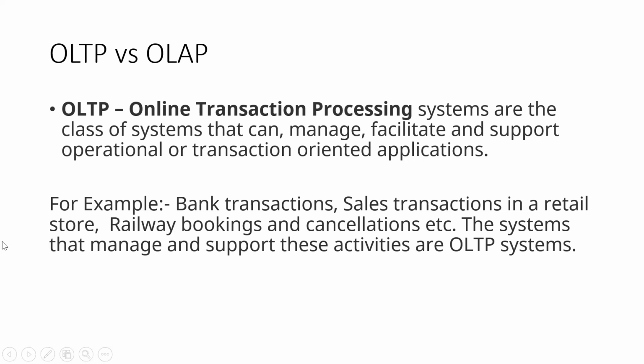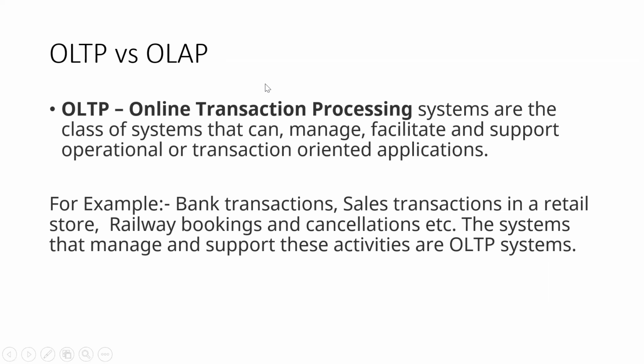Sales transactions in a retail store, railway booking and cancellation, all those things. Everything, we are collecting the data and storing somewhere. So this is the transactional data. That data is getting stored in OLTP systems, in short form. It's called an OLTP system.